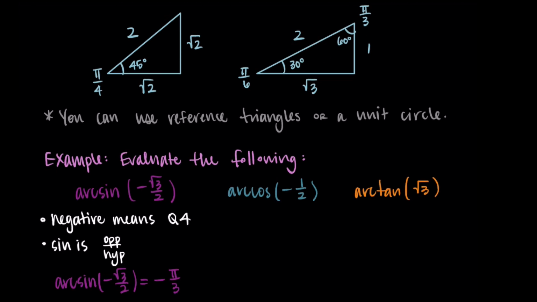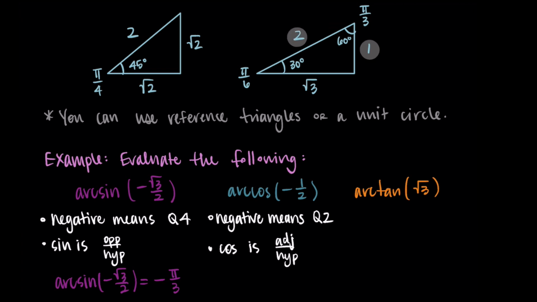So for arccosine, I'm looking at negative 1/2 as my value, and so this negative tells me I'm in quadrant 2. Remember, from my image of the unit circle, my options are quadrant 1 or quadrant 2, but quadrant 2 is where cosine is negative. Then I remember that cosine is adjacent over hypotenuse, and so I'm looking at my triangle to determine where I have adjacent over hypotenuse. We're at pi over 3 again on this same triangle. 1 is adjacent, 2 is the hypotenuse, and so I'm looking at the reference triangle of pi over 3.